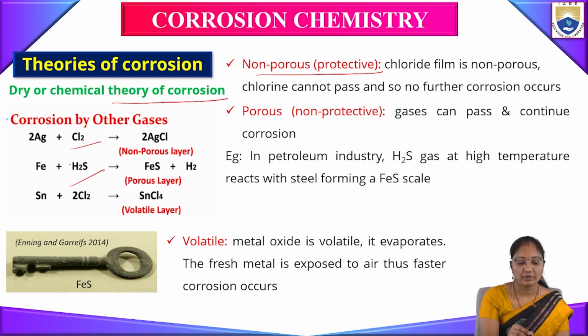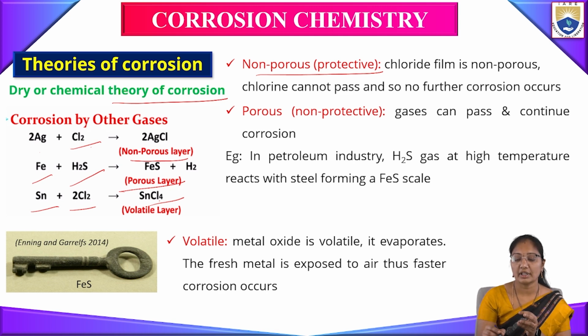There are two types. When Ag, meaning silver, reacts with chlorine, it gives rise to silver chloride, which is a non-porous layer. Then iron plus hydrogen sulfide reacts to form iron sulfide and H2, hydrogen, which gives a porous layer. Tin and chloride react and form tin chloride, which is a volatile layer. Means the attack by other gases also forms different types of layers: porous, non-porous and volatile.